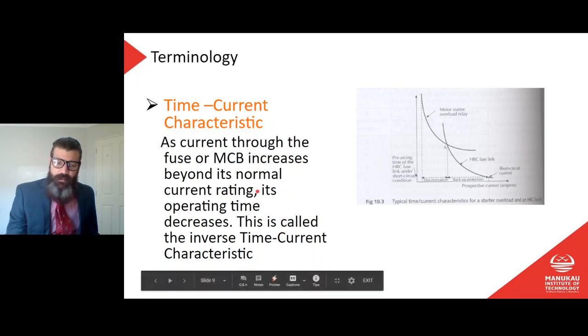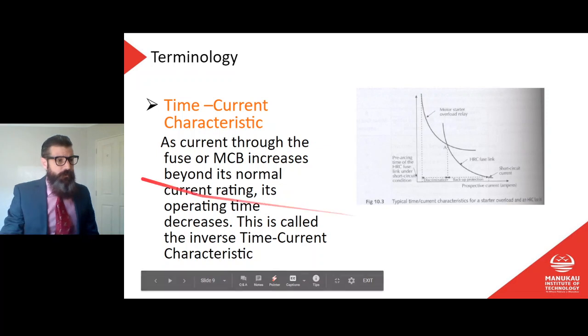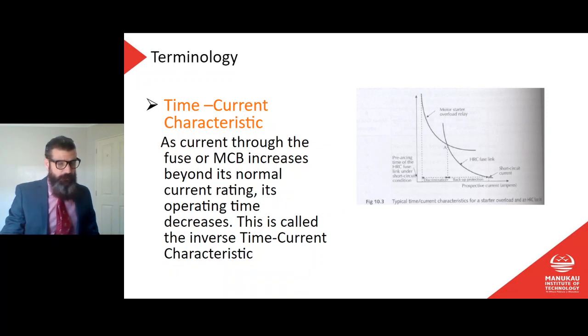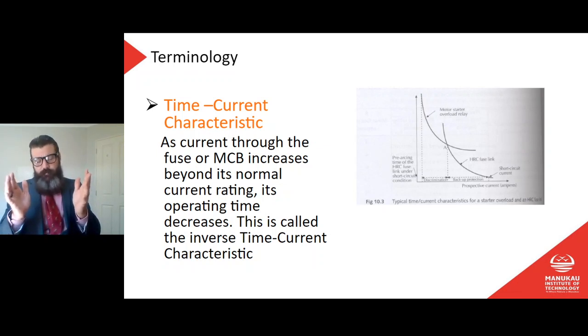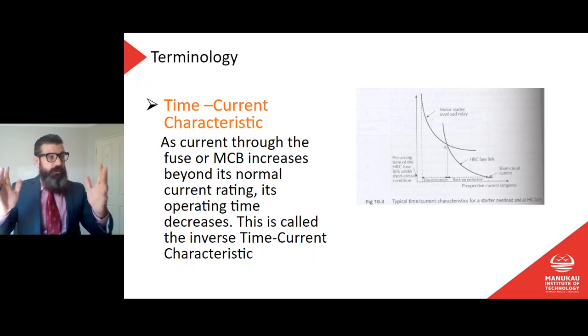So what we're saying there is, on the last one we saw the cutoff characteristic. How fast does it operate? This one is basically saying that operating time will decrease the higher the current is. So we're going to have a cutoff characteristic for whatever the rated current, but the cutoff characteristic at 2 times the rated current is probably going to be different. It's going to operate faster. That is the time current characteristic.